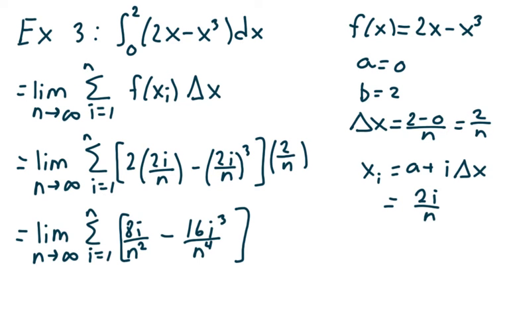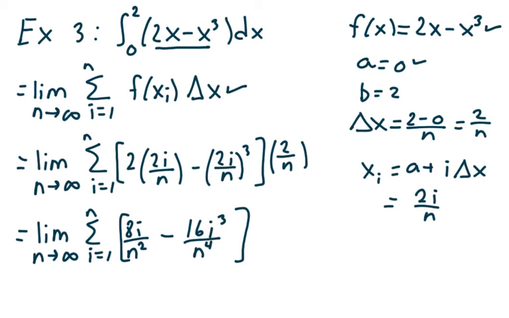Let's take a look at example 3, and we're going to look at the integral from 0 to 2 of 2x minus x cubed dx. So again, this is the limit as n goes to infinity of the summation from i equals 1 to n of f of x sub i delta x. And so remember, f of x is the integrand. That's that stuff I'm integrating.